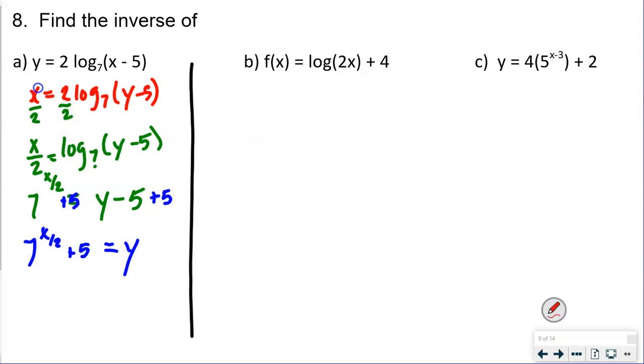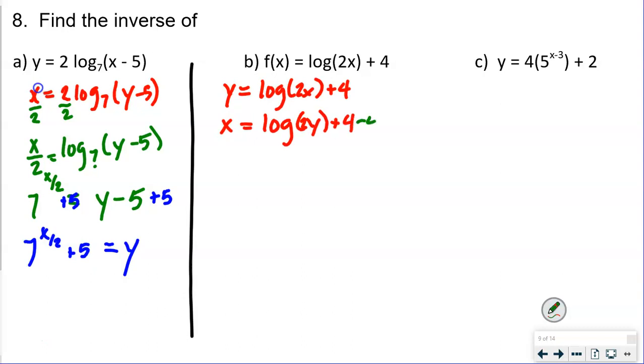So in this one, again, I'm going to write this y equals log of 2x plus 4 first. Then I'm going to swap my x and y. X is equal to log of 2y plus 4. So obviously we're going to subtract the 4 from both sides here. So it's going to be x minus 4 equals log of 2y.